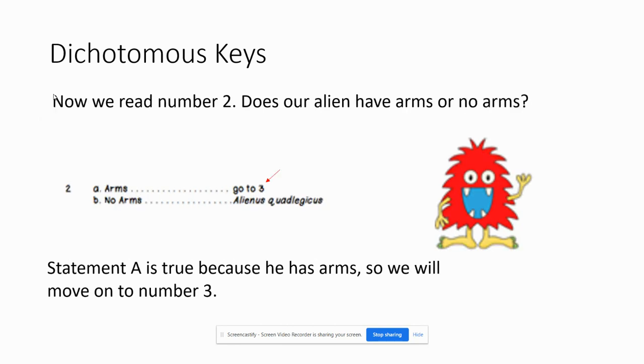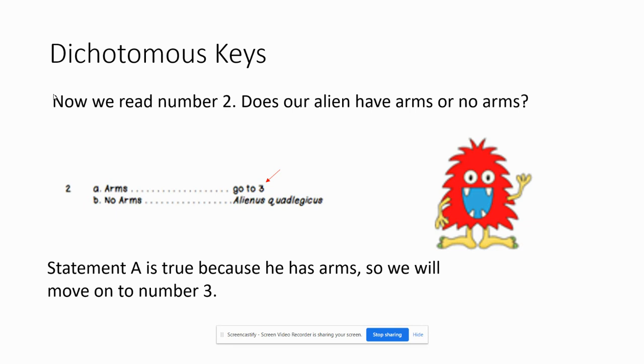So now we read number 2. Does our alien have arms or no arms? Now, once again, we have to pick, is statement A true or is statement B true? Statement A says that he does have arms. Statement B says that he does not have arms. So statement A is clearly true. He does have arms, and it looks like he's waving to us. So we will go to number 3. If he did not have any arms, notice that instead of it telling us to go to another number, it has the words alienus quadlegicus.